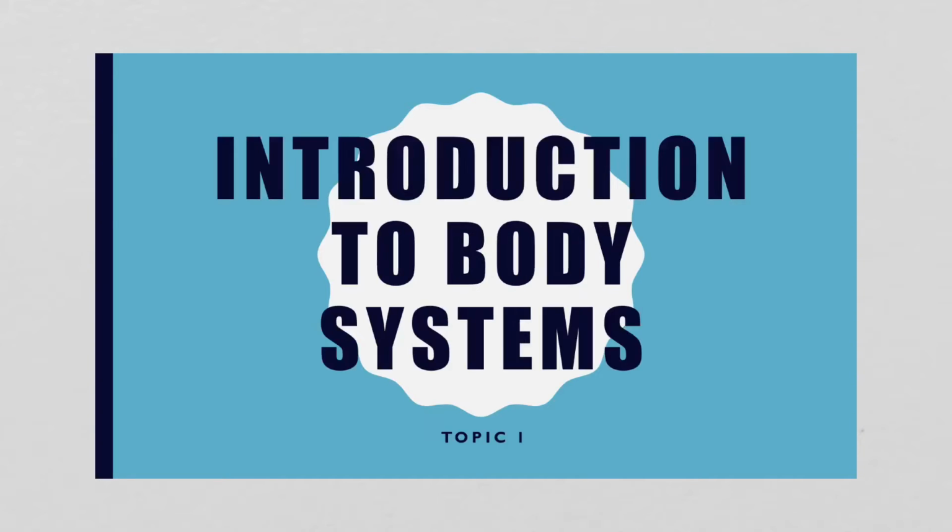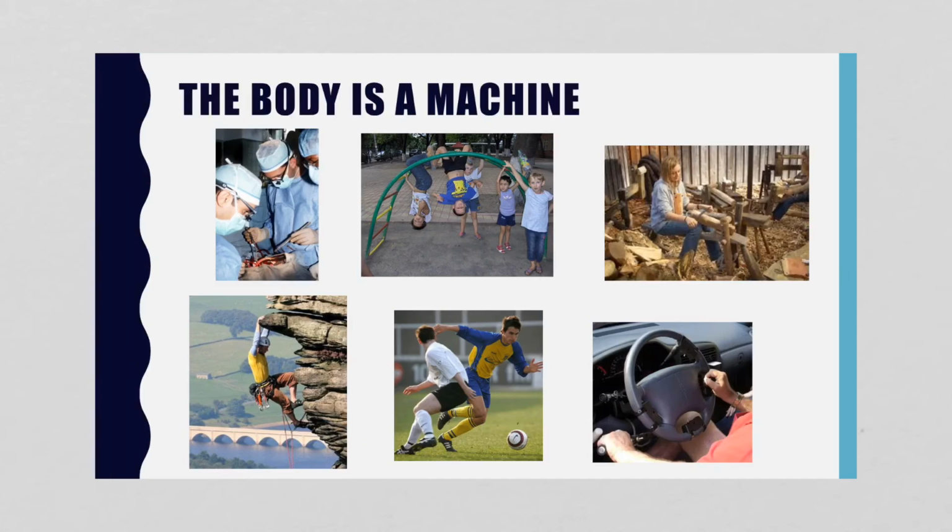Welcome now to part 1. The body is a machine. These are some examples of some of the complex movements and activities that the body can undertake.